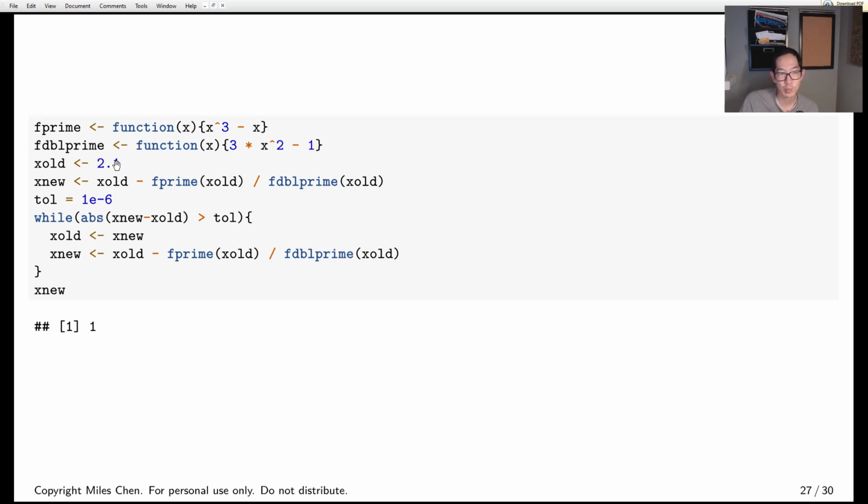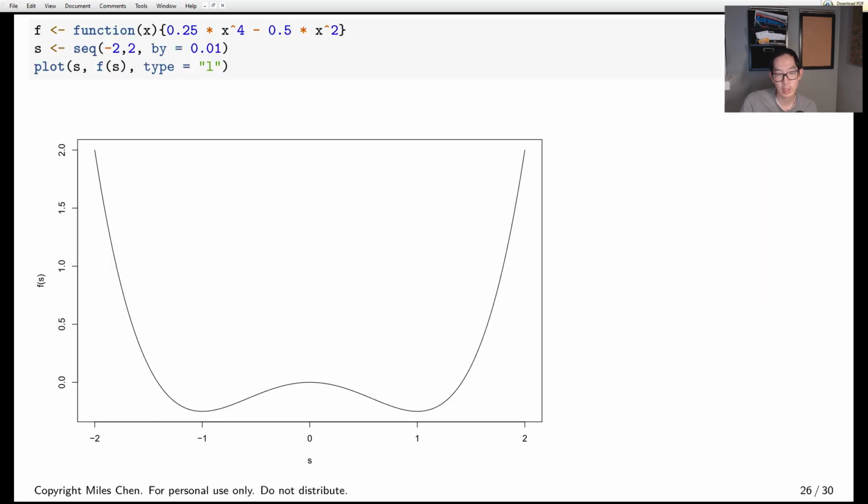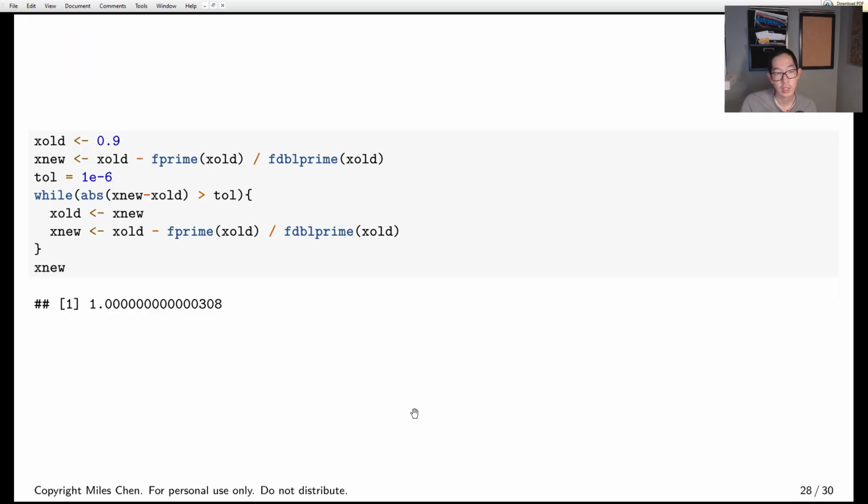We'll start off at 2.1, and then our next location is just take our old location, subtract off f prime divided by f double prime at the old location, okay? And so if I run this, starting off at 2.1, I end up at 1, okay? If I start off at, say, 0.9, okay, it also ends up right around 1. Again, these are approximate answers. You get 1.00000 something, a bunch of zeros and a 308, pretty much 1, okay?